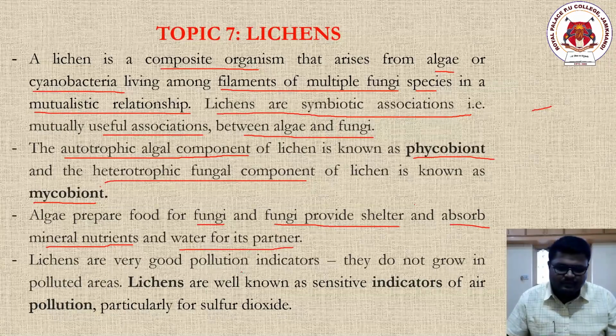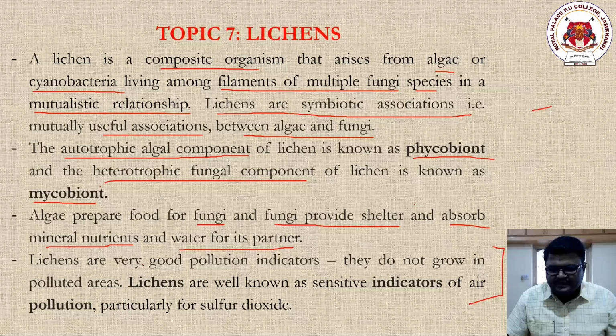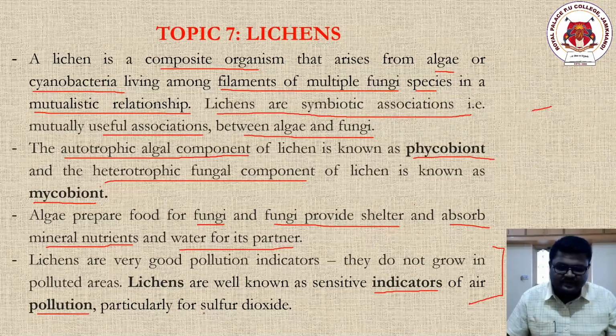Lichens are very good pollution indicators. This is one of the NEET questions, sir. It has already been asked. Right? Neat question. So, lichens are very good pollution indicators. They do not grow in polluted areas. Lichens are well known as sensitive indicators of air pollution, particularly for sulfur dioxide. Right? Sulfur dioxide.